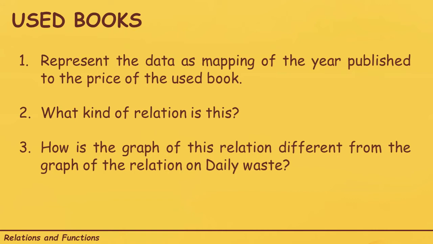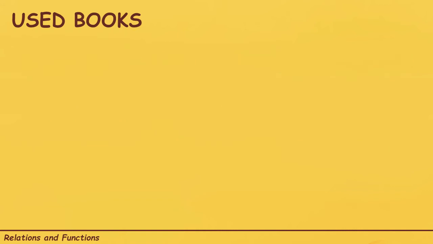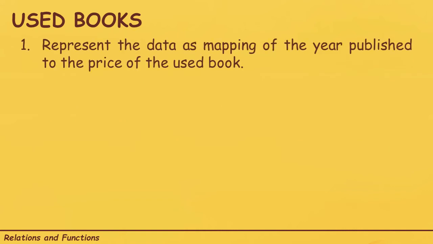These are the things that we are going to do and answer. 1. Represent the data as mapping of the year published to the price of the used book. 2. What kind of relation is this? 3. How is the graph of this relation different from the graph of the relation on daily waste? Unahin na natin to. Represent the data as mapping of the year published to the price of the used book.